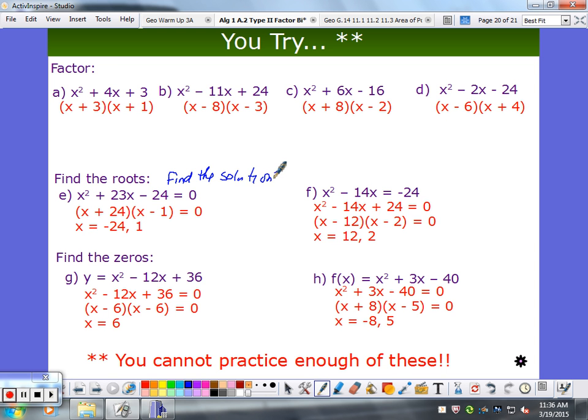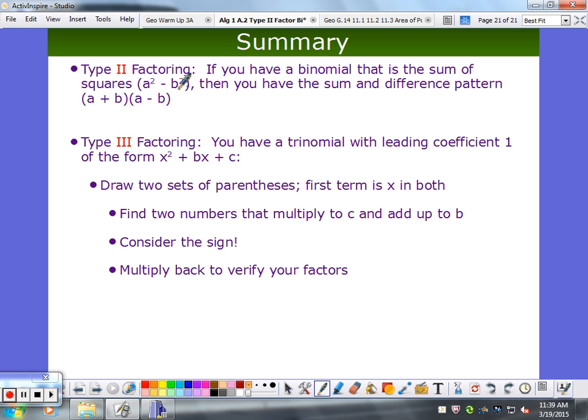So give this the old college try here. Now, I'm not going to put this summary up there. There's just summaries here on what type 2 is and type 3 is, but it's also on your homework paper. So definitely use the resources, especially this week.